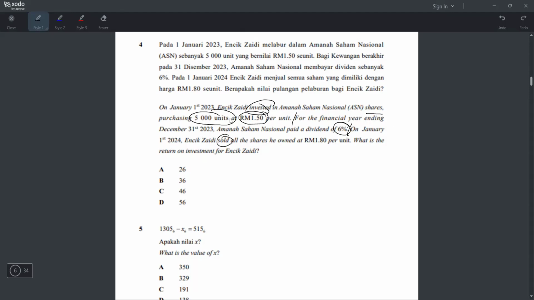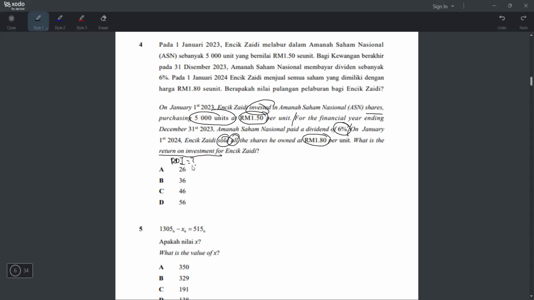So at first he invest, right? He spent money to invest. Now he want to sold all the shares, but he sold it at a higher price, 1 ringgit 80 cents per unit. When he buy what 150 cents per unit. Now he sold all the units, all 5,000 units, but for 1 ringgit 80 cents. And then they say what is the return on investment for Encik Zaidi? So return on investment means they want to find ROI.